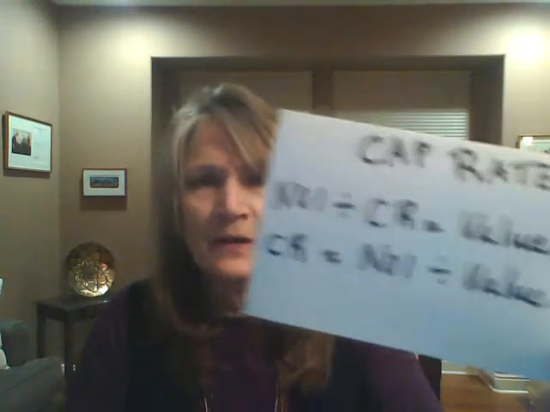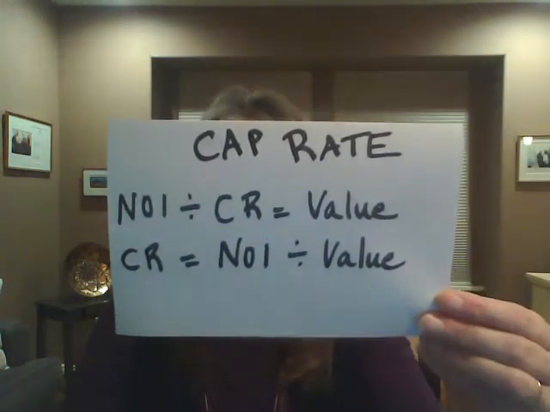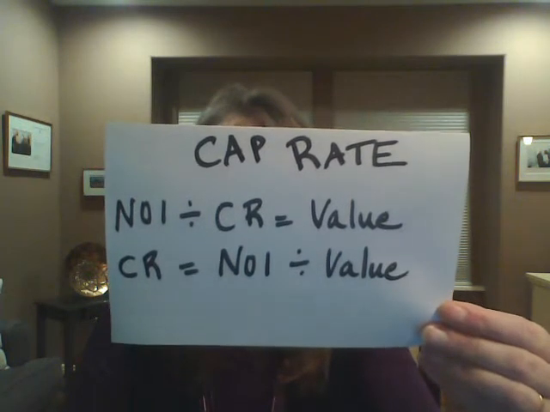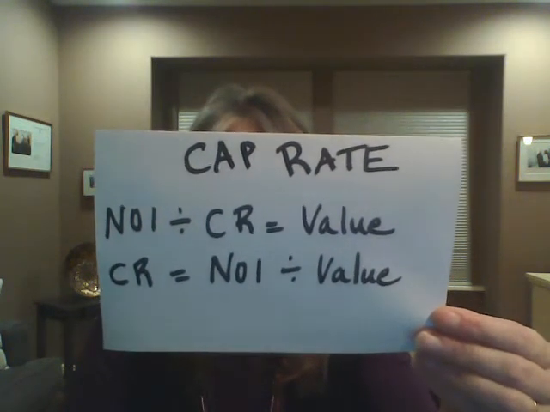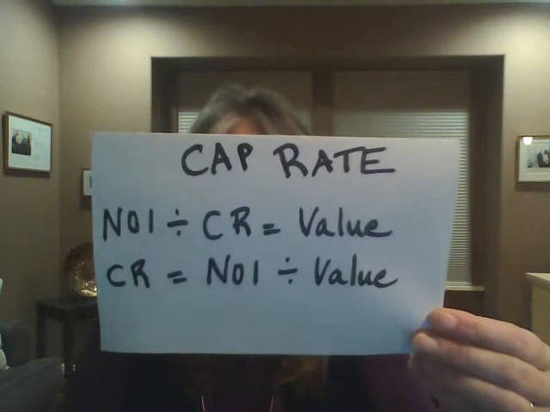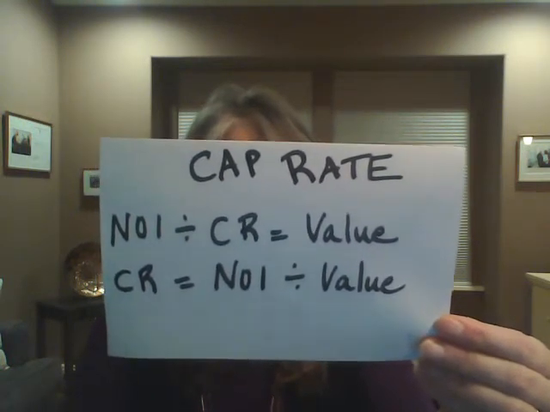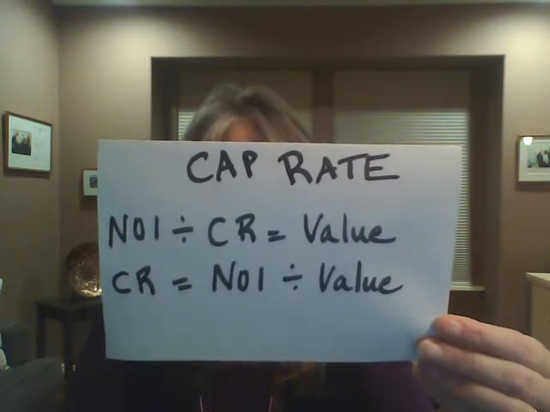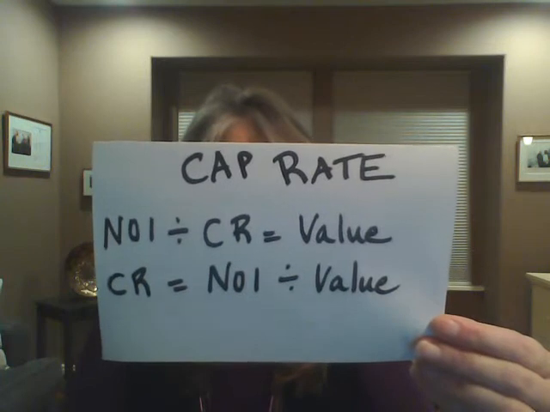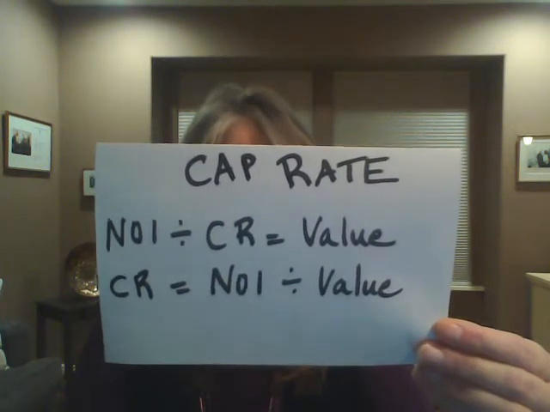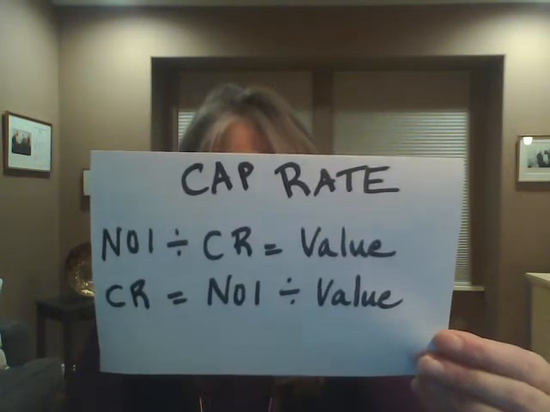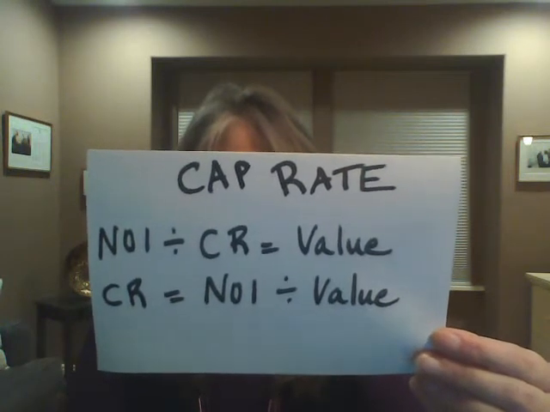Now I've got a little cheat sheet here, and I want to show you that cap rate is a number that is typically between 0.05 and 0.12, often expressed as a percentage, and it is calculated with the net operating income of a property and the value. You can calculate how much you should expect to pay for a property based on the net operating income and a cap rate.